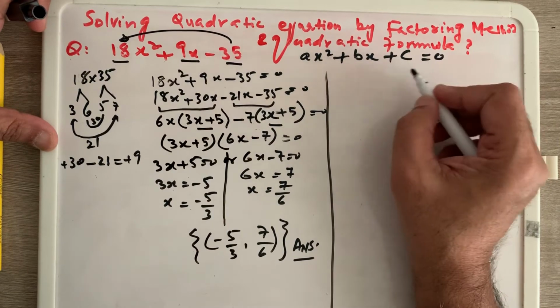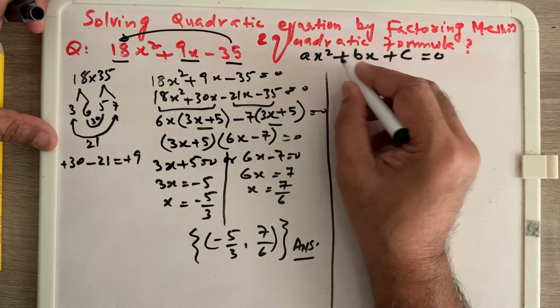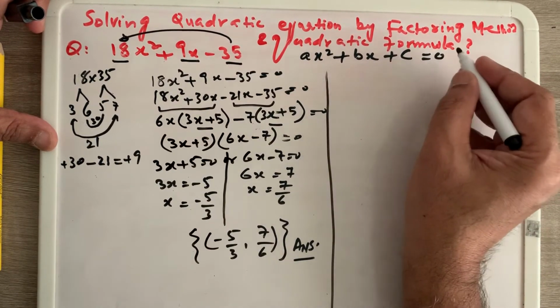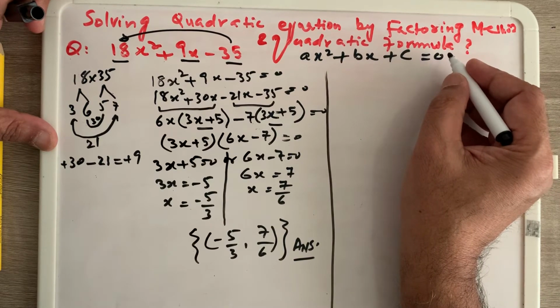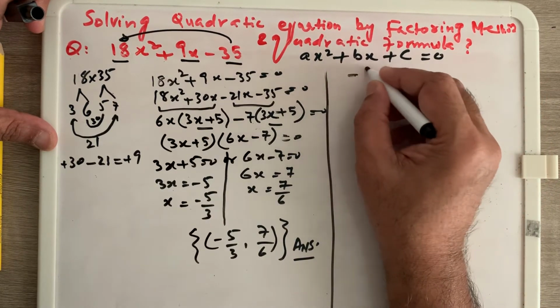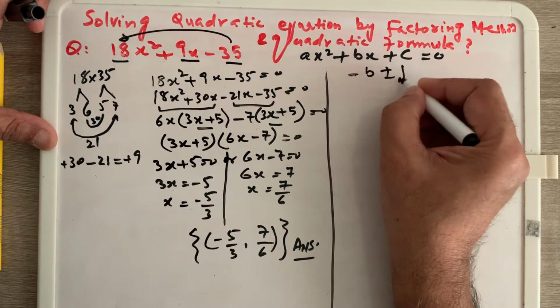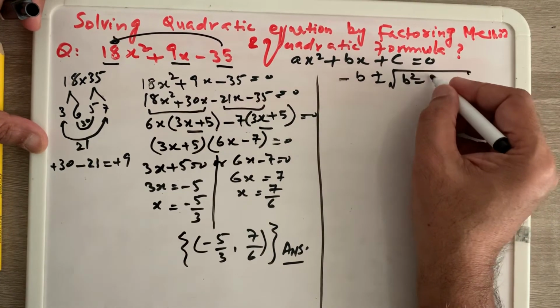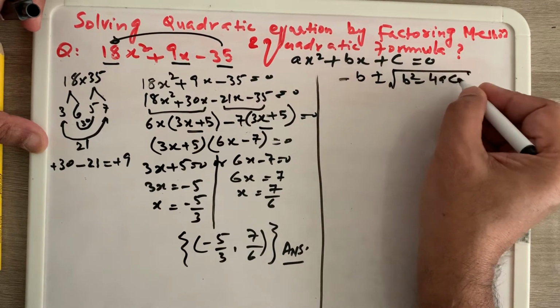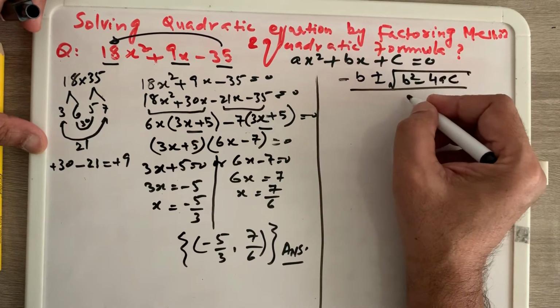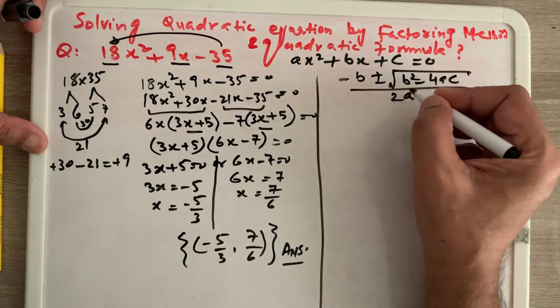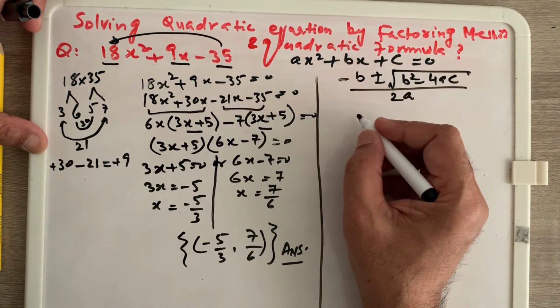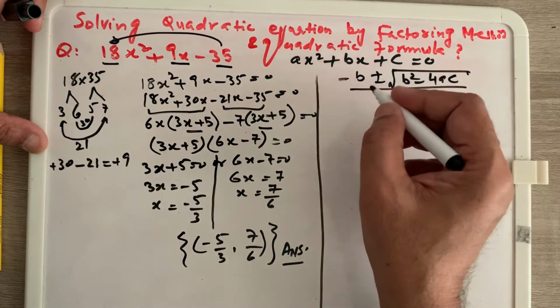with the help of the quadratic formula. And the quadratic formula for ax square plus bx plus c, the standard quadratic equation, is minus b plus minus under the root b square minus 4ac divided by 2a. So we can say minus b. So we have our values from here.